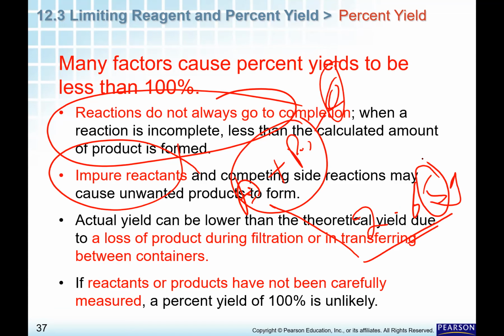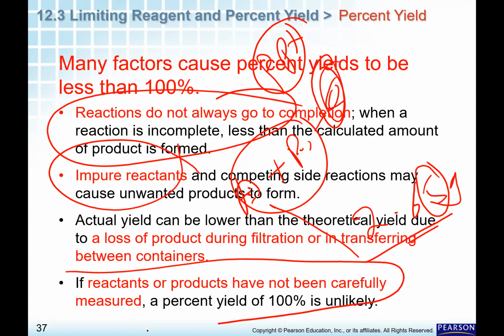Also, the actual yield can always be lower than the theoretical yield due to the loss of the product during filtration and transferring between containers. Assume that this product C here is a precipitate, okay? In that case, you have to filter it out using a filter paper. Then from the filter paper, you transfer it into a weighing paper after drying. And when you're transferring it from the beaker into the filter paper, and from the filter paper after drying to the weighing paper and so on, you will lose some, and that will make the actual always less.